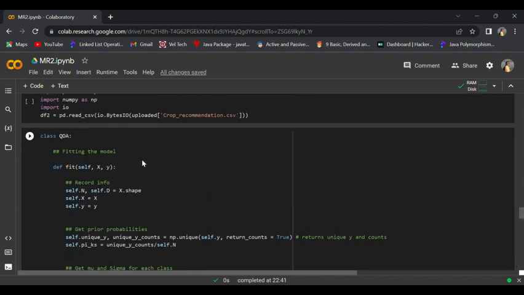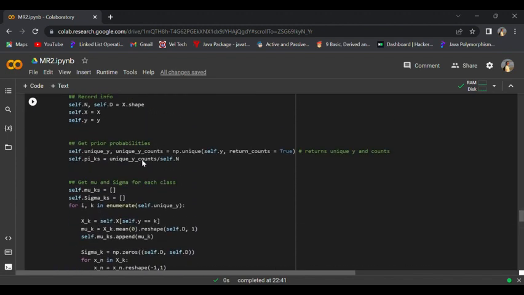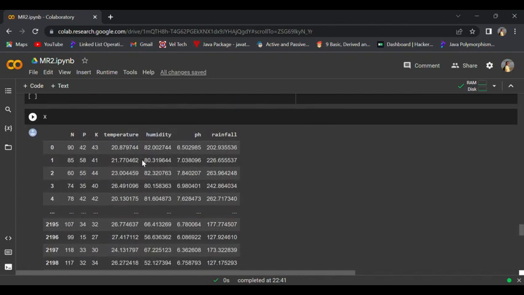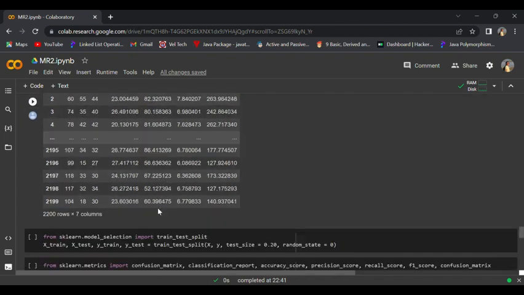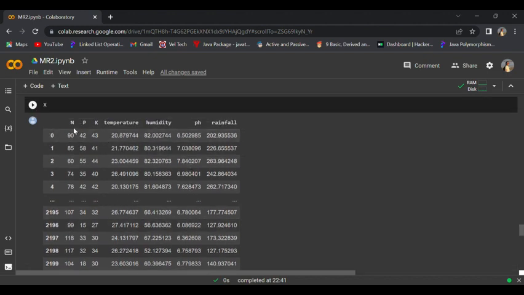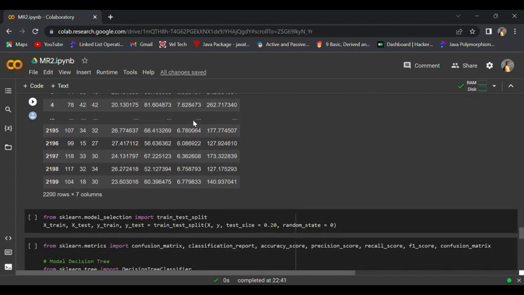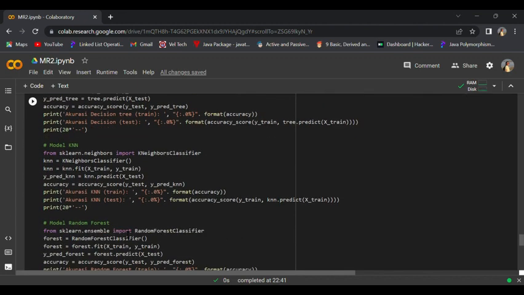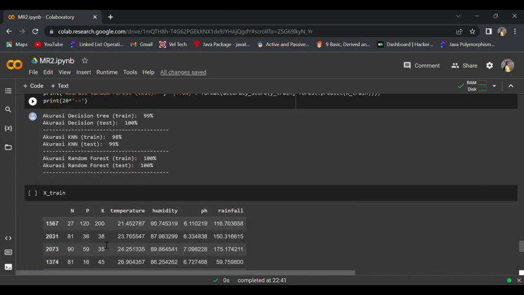And this is the quadratic analysis, and this is the quadratic discriminant analysis part. And here also I am using this data, so this data will be produced here. This is the nitrogen, phosphorus and potassium. This is the temperature for this data, and this is the humidity, and this is the rainfall percentage, and this is the potassium percentage, and this is the decision tree, the code.